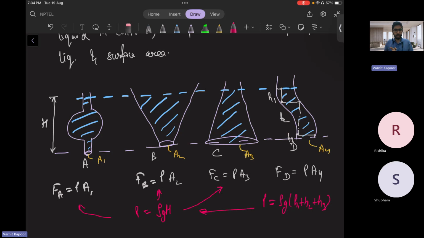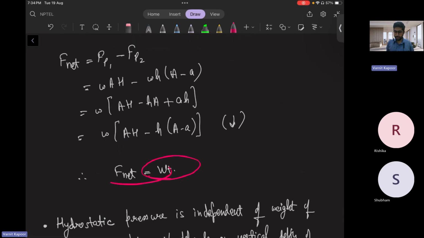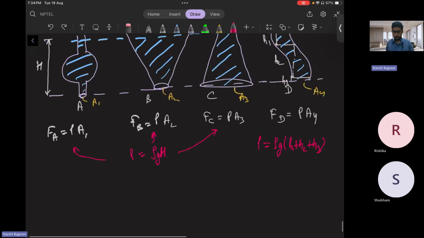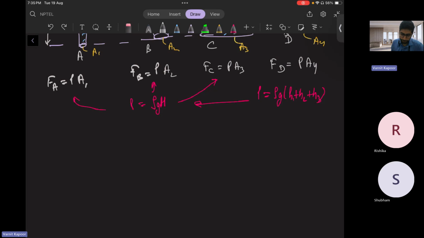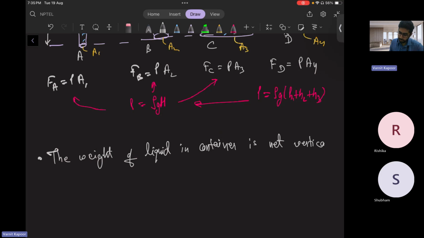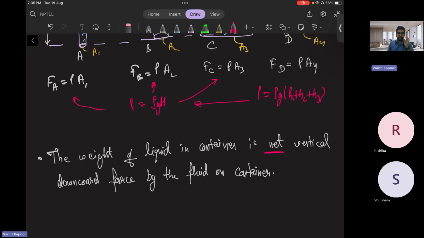So weight of the liquid in container is nothing but net vertical force by the fluid on the container. So weight of the liquid is nothing but net vertical force. Okay. All right. Let us write: the weight of liquid in container is net vertical downward force by the fluid on container. I mean net vertical force.